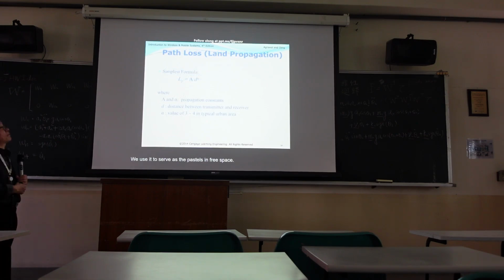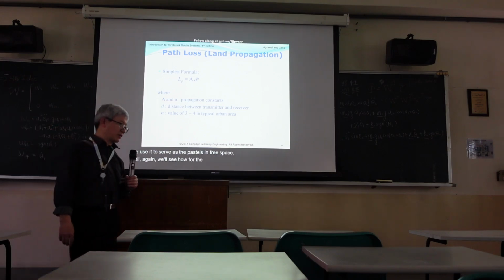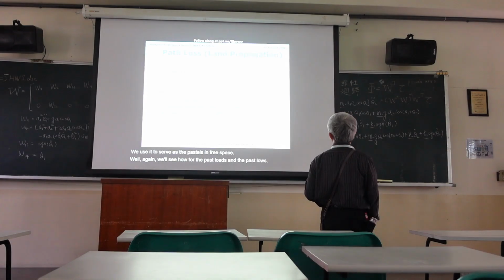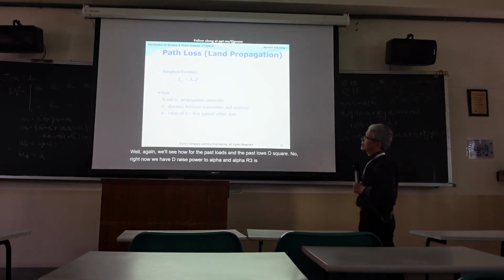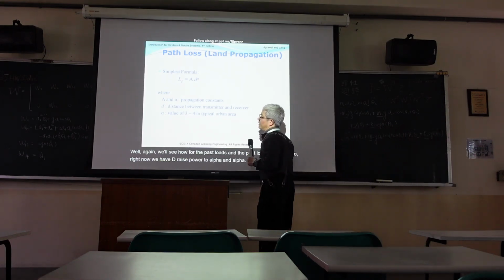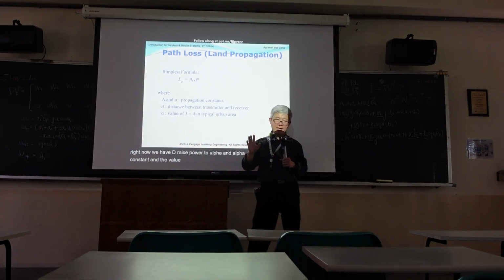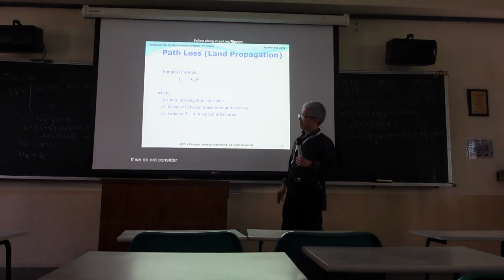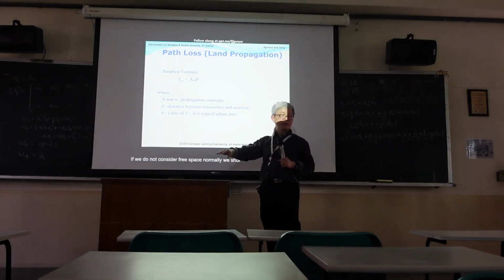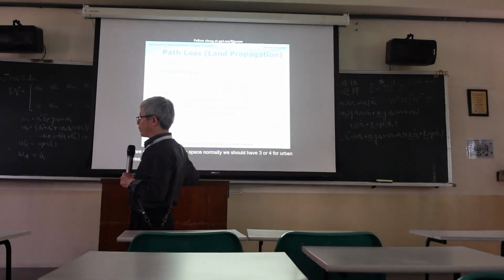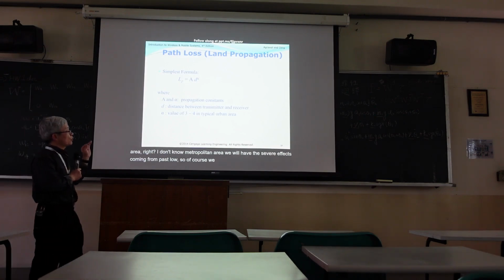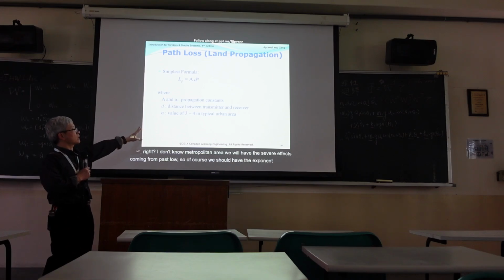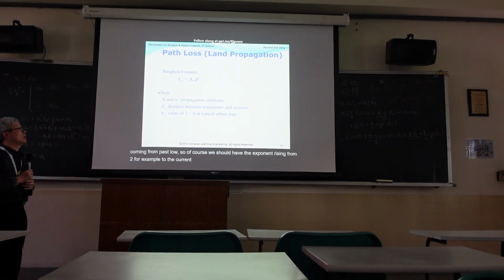Again, we still have the path loss. And instead of d square, right now we have d raised to the power of alpha, where alpha is the propagation constant. If we do not consider free space, the value of alpha is normally 3 or 4 for an urban area. In a metropolitan area, we will have severe effects coming from path loss, so of course the exponent rises from 2 to the current 3 or 4 for a typical urban area.